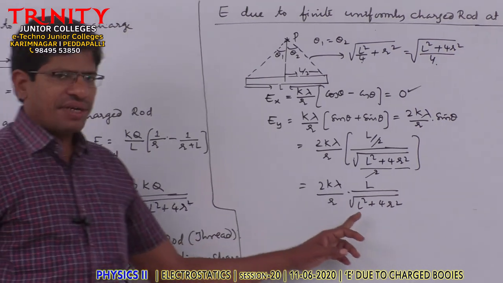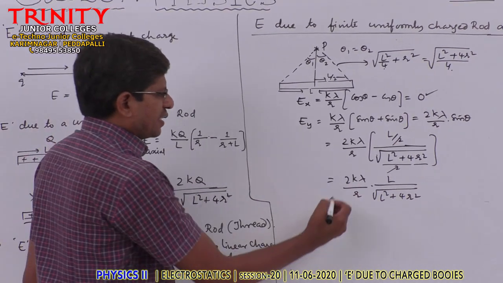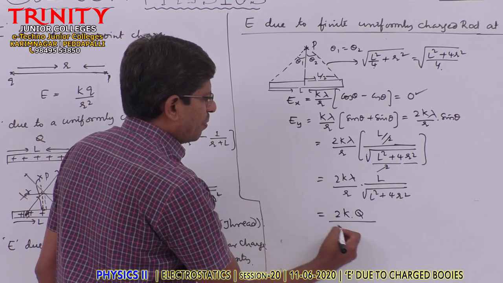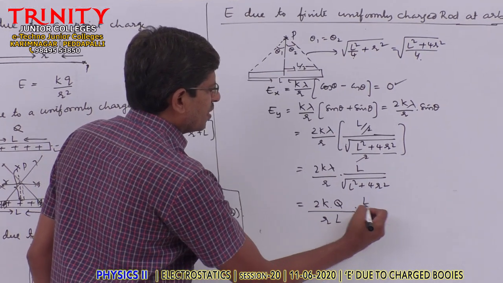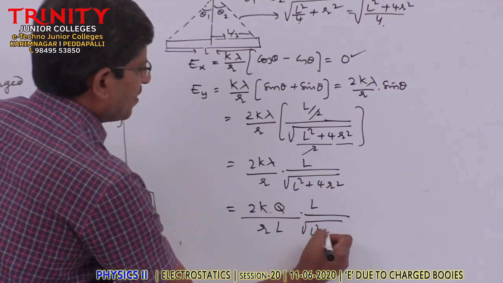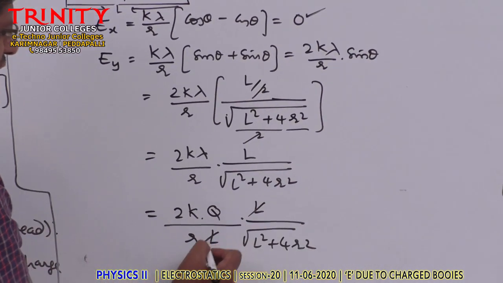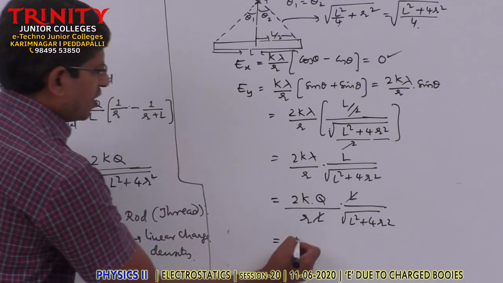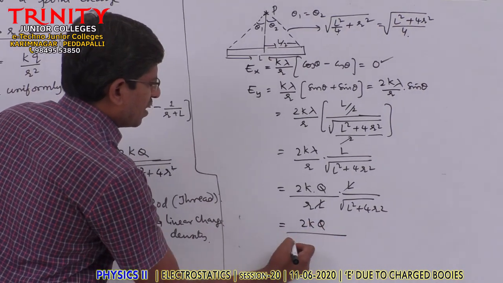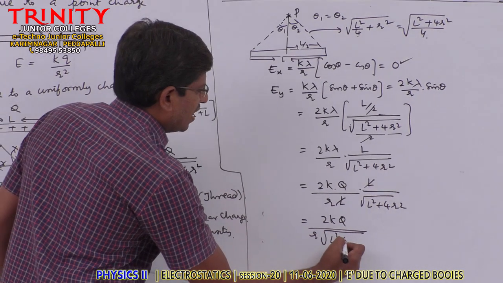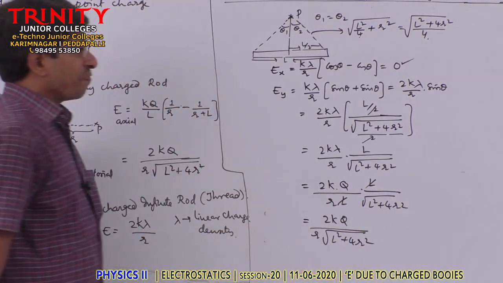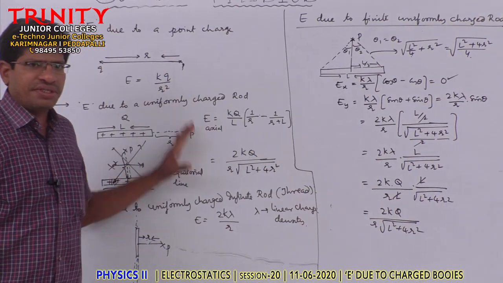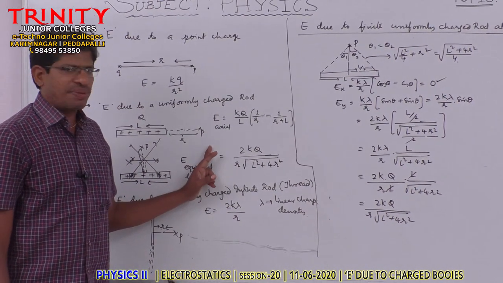See, we got the same answer here, and one important thing is lambda equal to Q by L, as I just mentioned. See how you got the previous result exactly from this one. L and L cancel. So you got this equation, 2kQ by r into the square root of L square plus 4 r square. This is how this derivation is related to our past derivation. This is one thing I would like to explain.